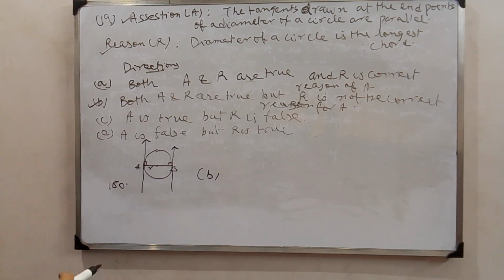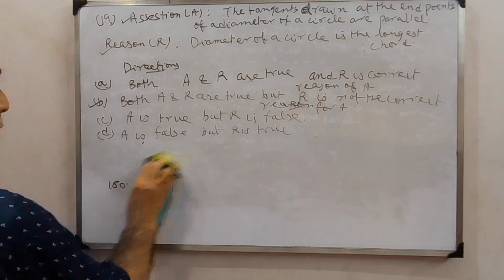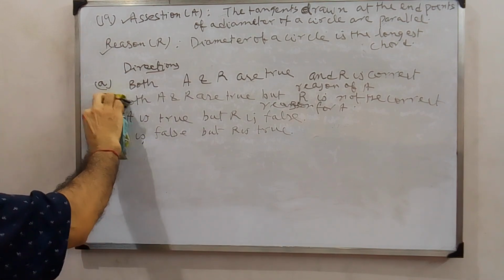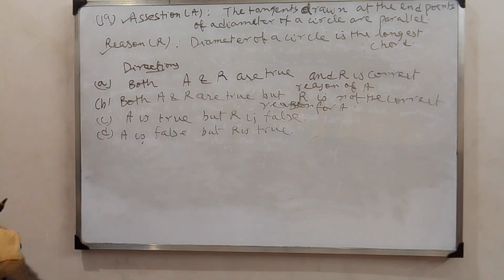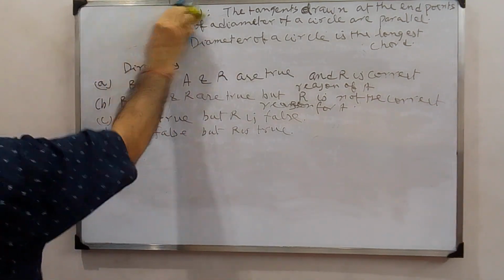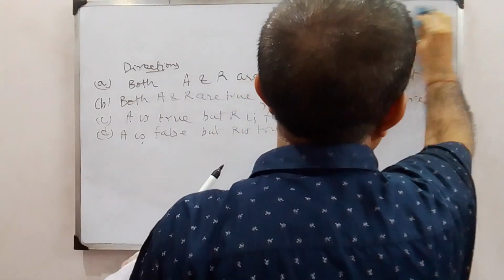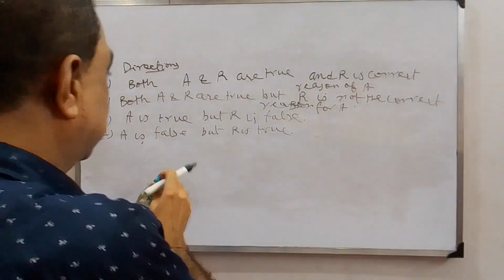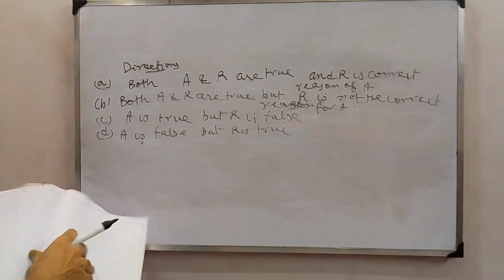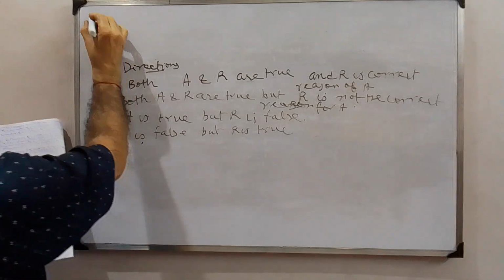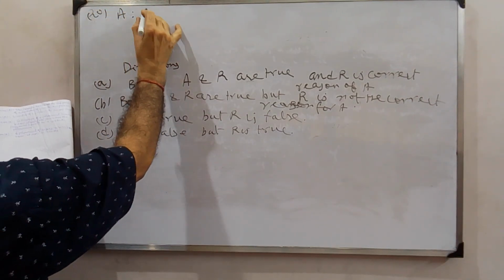Now I am doing question number 20. This is the last question of the objective type, and I am writing it on the board. Watch here. What is question number 20 saying? So the assertion is given.